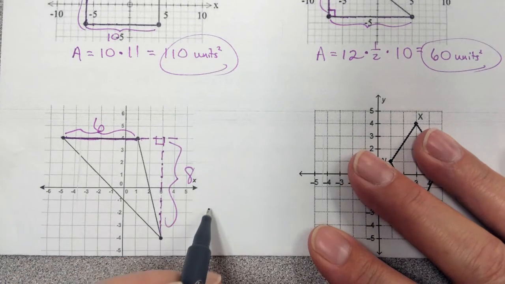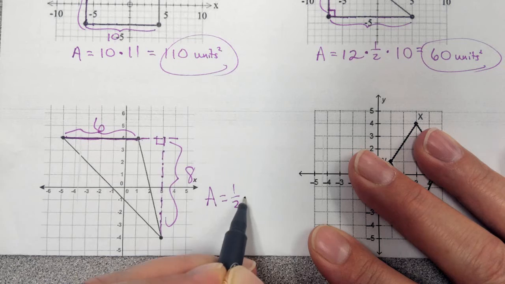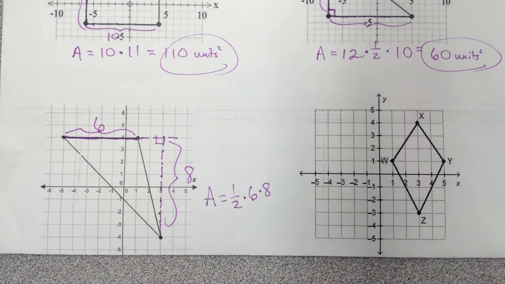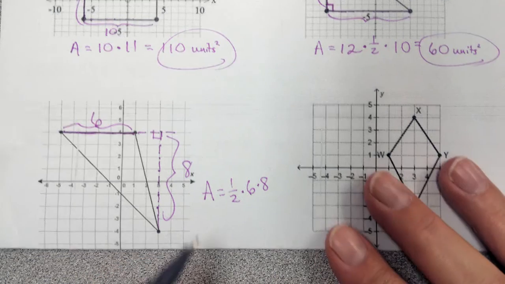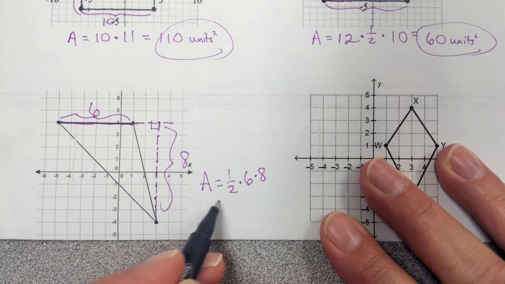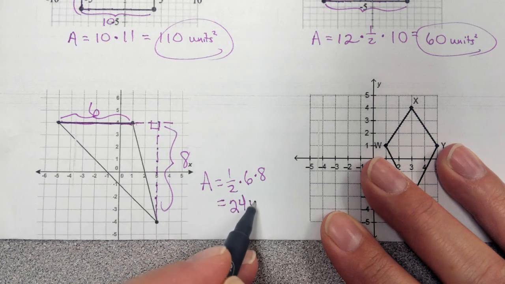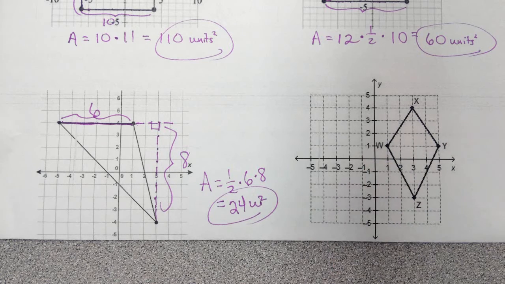So my area is going to be 1/2 times 6 times 8. Half of 6 is 3. 3 times 8 is 24 square units.